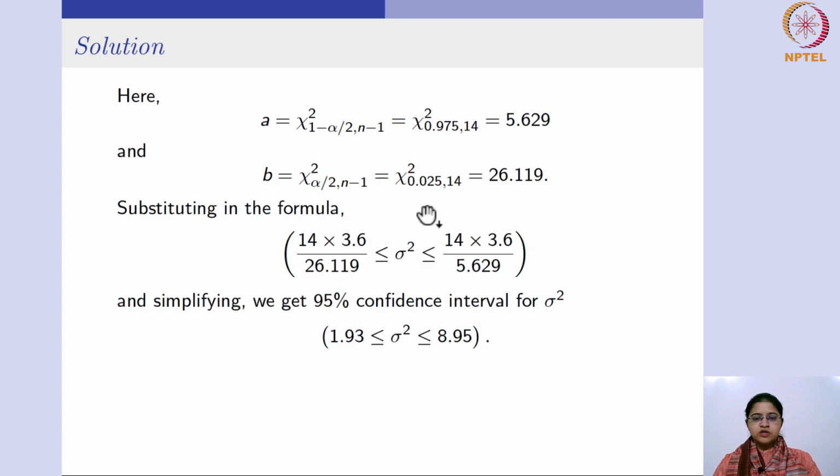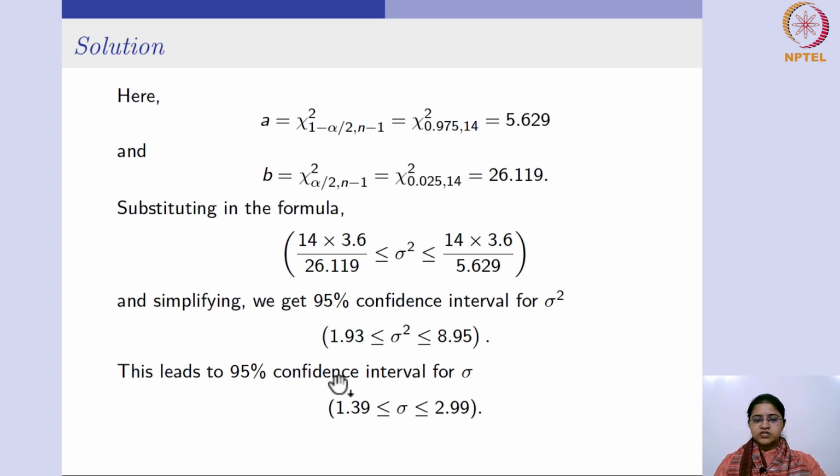Now you can just substitute. So you see that here in the numerator you have n-1 times the sample variance that is given to us, and you divide it by b over here. It would be less than this quantity over here divided by a. So n-1 times s square over b is less than or equal to sigma square, and here it would be n-1 s square over a. If you simplify this, you will get the confidence interval for variance, and likewise you can see that the 95% confidence interval for sigma would be 1.39 to 2.99.